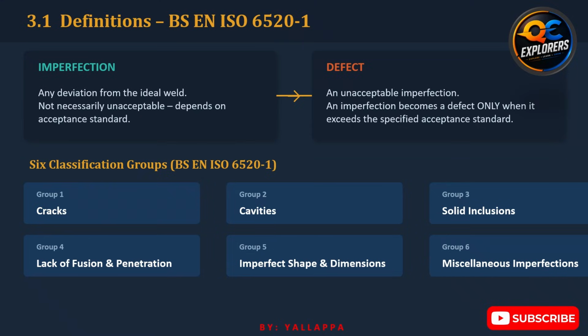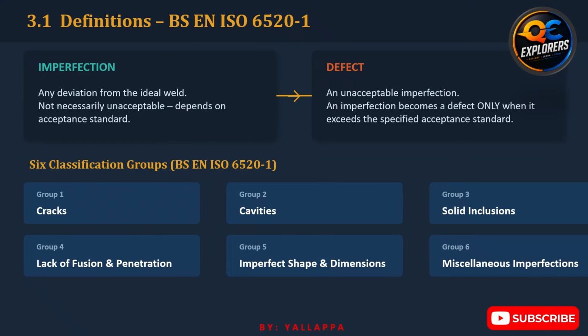A defect is an unacceptable imperfection. This distinction is extremely important. Think of it this way: identification and acceptance are 2 separate steps. First, identify what is present. Second, measure or evaluate it. Third, compare it with the applicable acceptance criteria. Only then can you make an accept or reject decision.